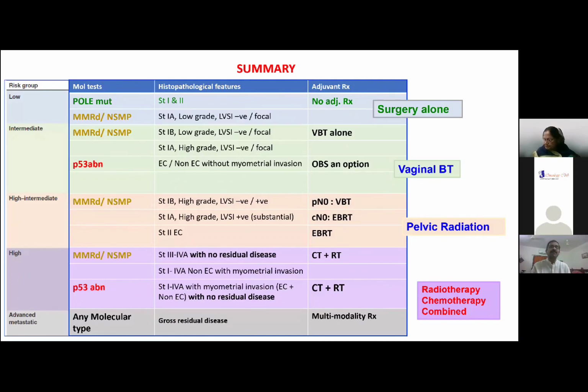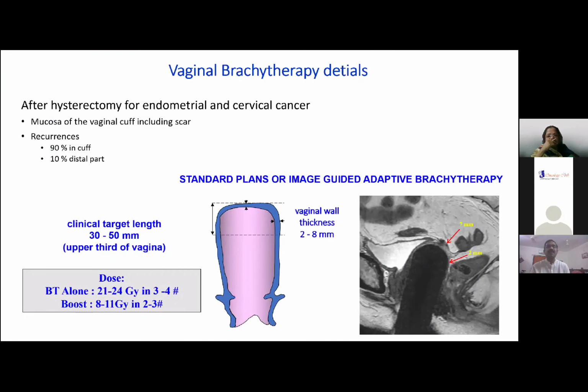For high intermediate risk group, if patient has not undergone pelvic lymph node dissection, we tend to give pelvic radiation. And for high risk, a combination of chemoradiotherapy is offered. And this combination depends on the institutional practice and the patient compliance to aggressive treatment of chemo and radiation. Last two slides on how to treat with radiotherapy.